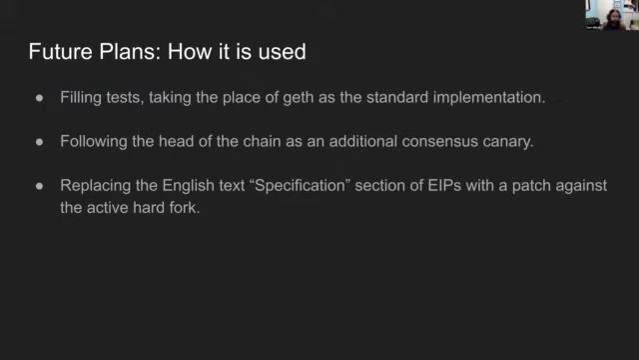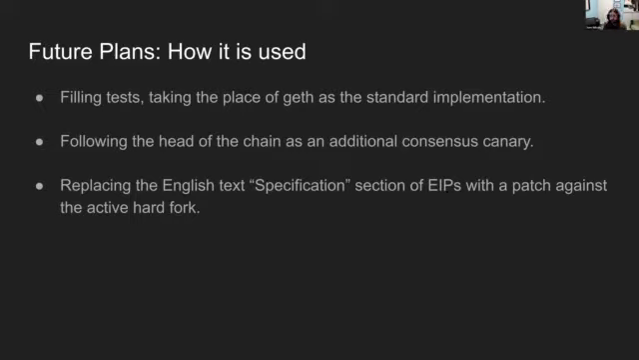And finally, probably the biggest section for me to talk about is our future plans about how the specifications are going to be used. I mentioned this earlier. We'd like to be able to fill the tests, so taking a set of inputs and a set of outputs and converting them into the format that other clients understand. Right now, Geth does that, and I'd like to see the execution specs take over that role. I'd like to be able to follow the head of the chain as a consensus canary. Right now, there's the Forkmon tool that can take multiple clients and watch and see when things split. I'd like to add the spec to that, really helpful for debugging and other things like that.